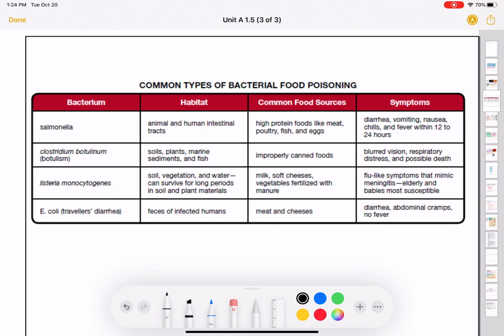We can also get it from not cooking our food properly, so lots of meats, especially beef, we can get E. coli from, and then cheeses. This causes diarrhea, abdominal cramps, but no fevers. So that is what E. coli is.